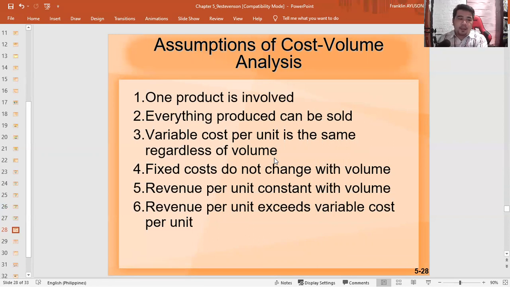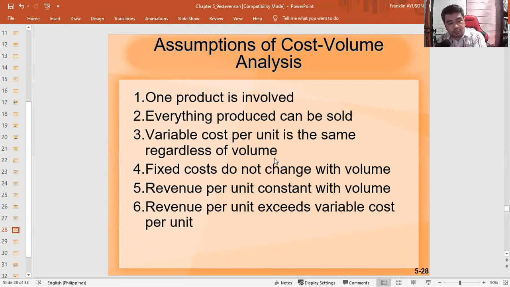Number 2, everything produced can be sold. So, meaning to say, the demand equals supply. Everything we produce is sold. So that is our assumption. Because it's a different story when we have surplus, and it's a different story when we have shortage, because most likely surplus and shortage will affect the price. Alam naman natin yan in economics. Pag may shortage, tumataas ang presyo. Pag may surplus, bumababa presyo.